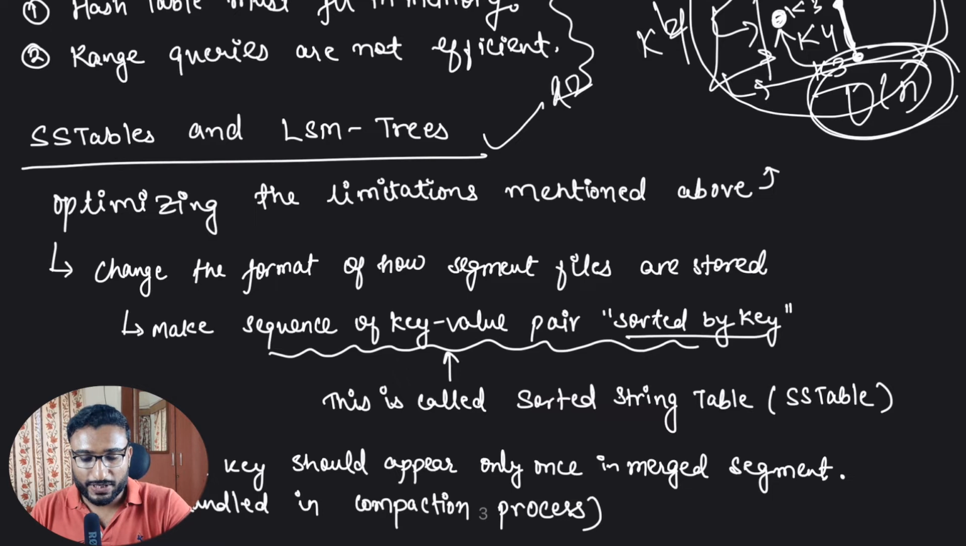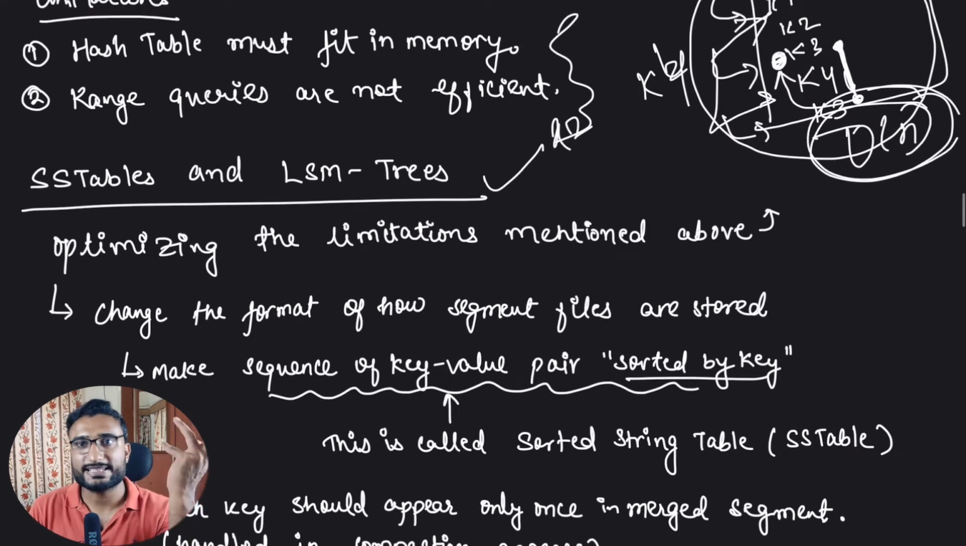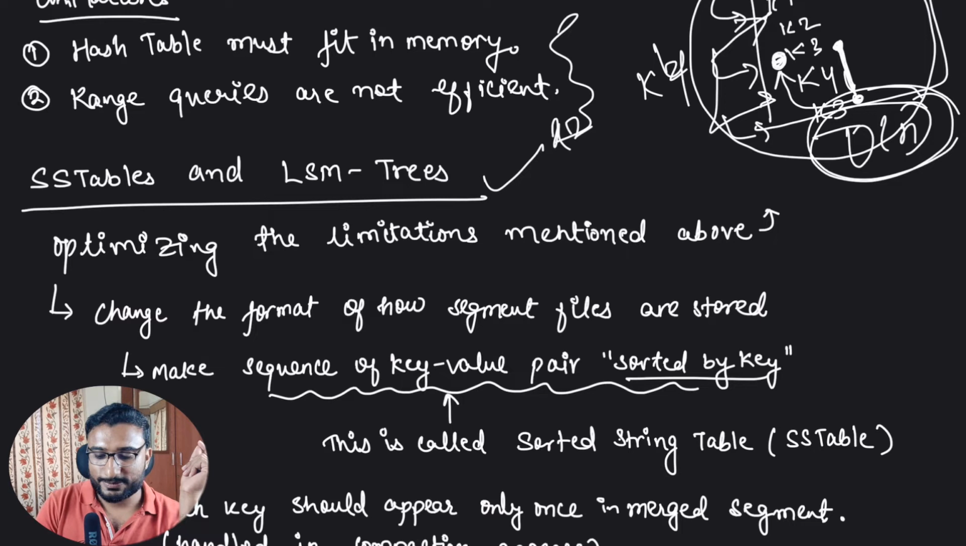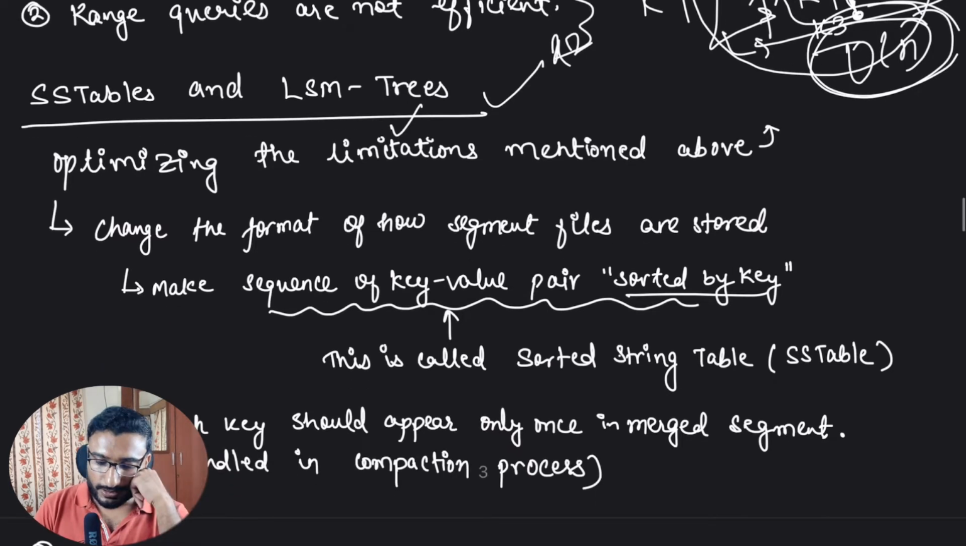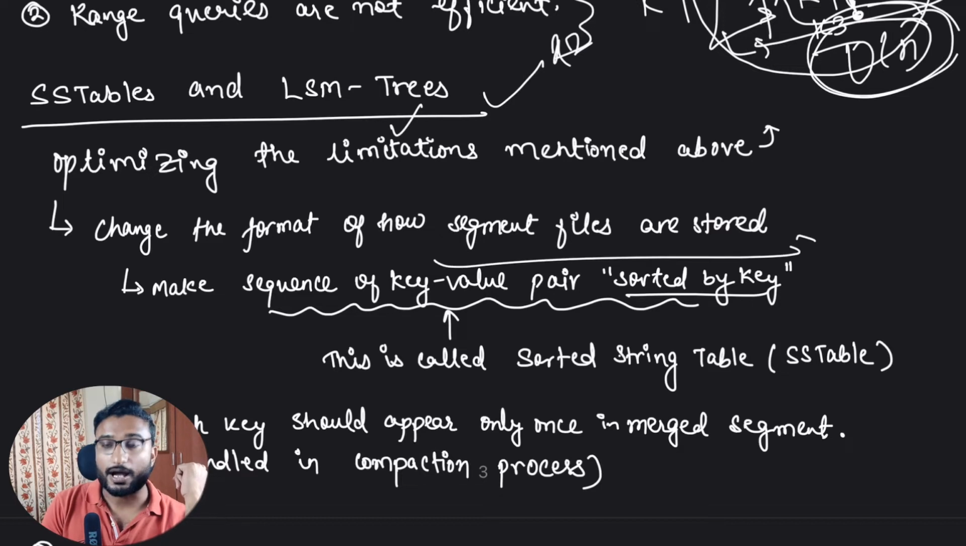So what we are trying to do is optimize the limitations we discussed. We have limitations: we want to handle concurrency, and we want to handle range queries. How can you do it? You can do it using SSTables and LSM trees. What you are doing is changing the format of segment files, that is, how segment files are stored. And what is the new format you are looking at?